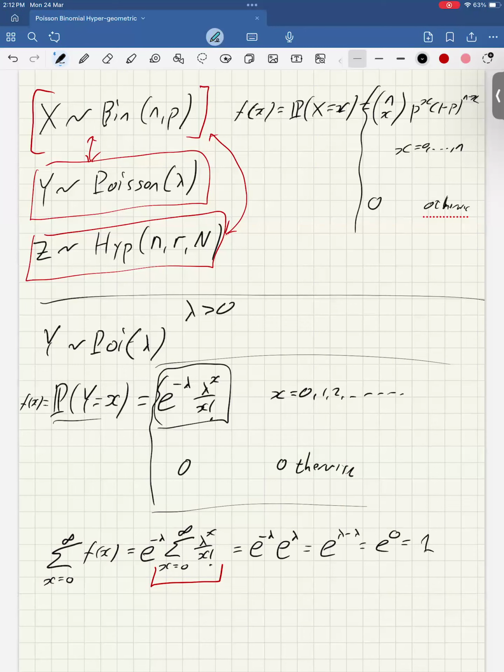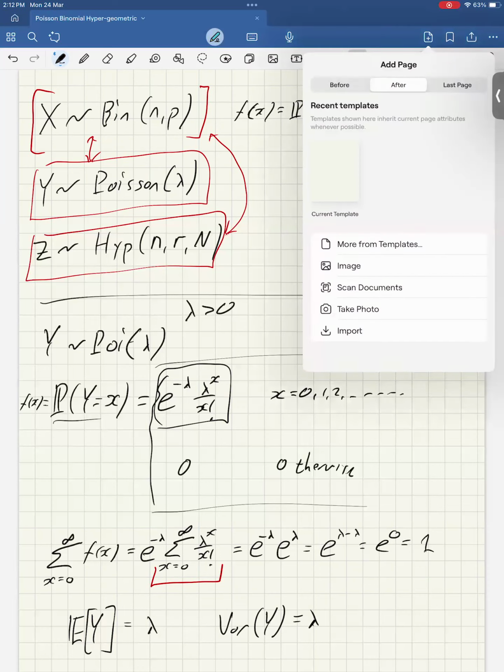So good, that is a valid probability mass function. Now it turns out that the parameter lambda is the expectation, kind of like a normal distribution where you have a parameter for the expectation, but it's also the case that the parameter lambda is the variance. So a Poisson distribution has this characteristic that the expectation and the variance are the same. Let's just go ahead and carry out that computation.